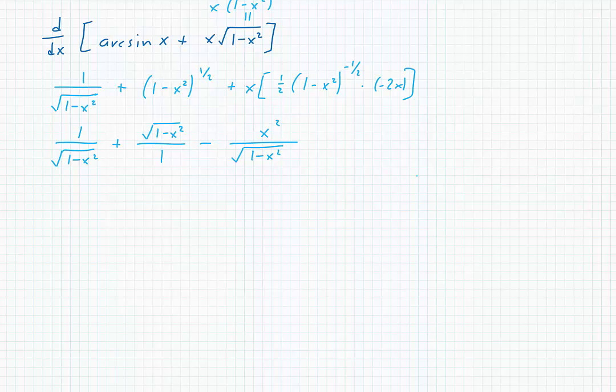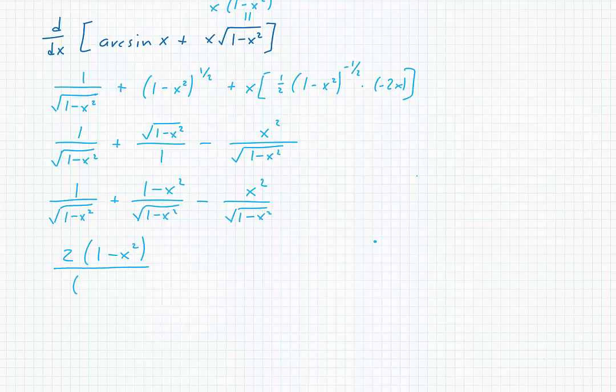So if I put all this over a common denominator, I'll have 1 over the square root of 1 minus x squared plus 1 minus x squared over the square root of 1 minus x squared minus x squared over the square root of 1 minus x squared. And if we start combining things in the top here, we'll end up with 2 times 1 minus x squared all over, I'm going to rewrite the bottom for a moment as 1 minus x squared to the 1/2.